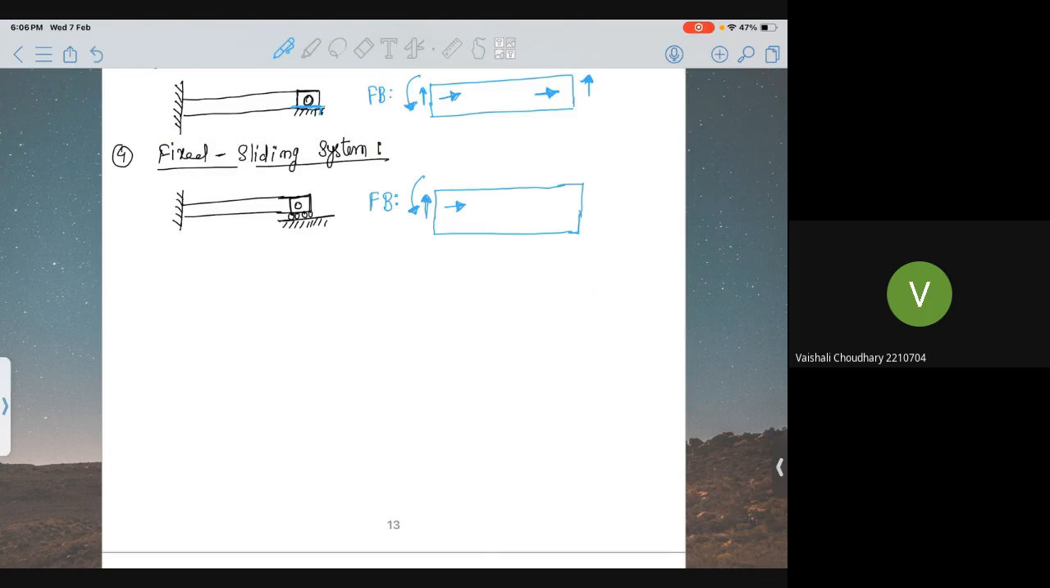Now this system can slide in horizontal direction. So it will not experience a force in horizontal direction, but on the other hand, it is pinned, so it can easily move in rotational direction also. But this sliding system won't allow the system to move in vertical direction, so it will experience a force only in the y direction, because in x and rotational direction it can easily move.